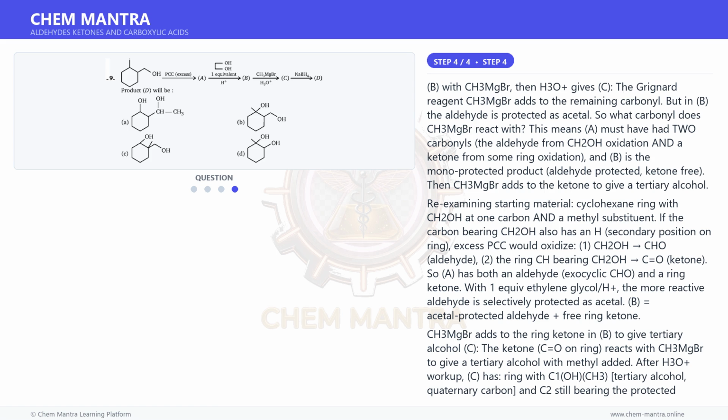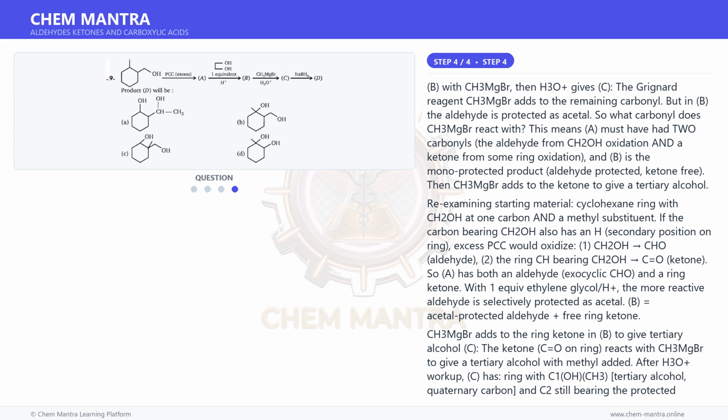Re-examining the starting material, a cyclohexane ring with CH2OH at one carbon and a methyl substituent. If the carbon bearing CH2OH also has an H, a secondary position on the ring, excess PCC would oxidize, one, CH2OH to CHO, aldehyde, and two, the ring CH bearing CH2OH to C=O, ketone. So, A has both an aldehyde, exocyclic CHO, and a ring ketone. With 1 equivalent ethylene glycol and H+, the more reactive aldehyde is selectively protected as an acetal. B is the acetal-protected aldehyde plus the free ring ketone.